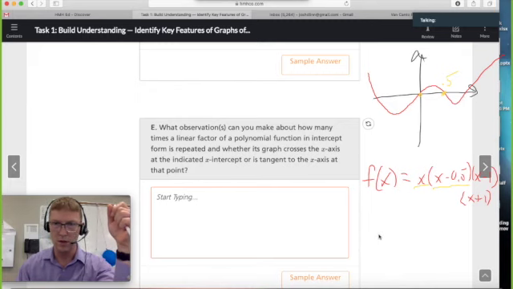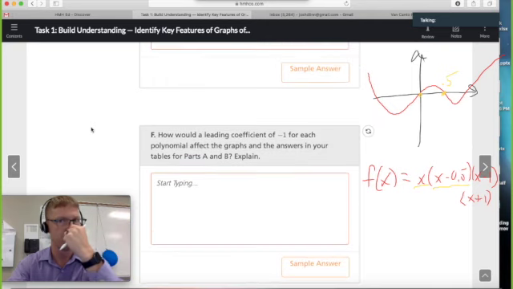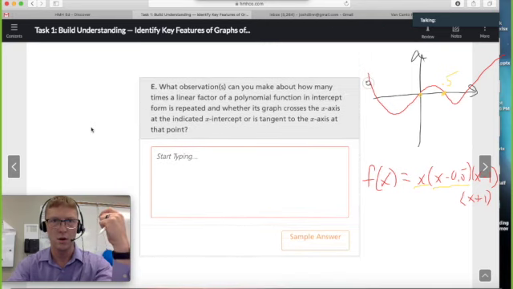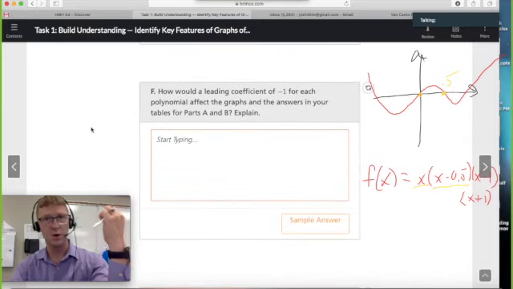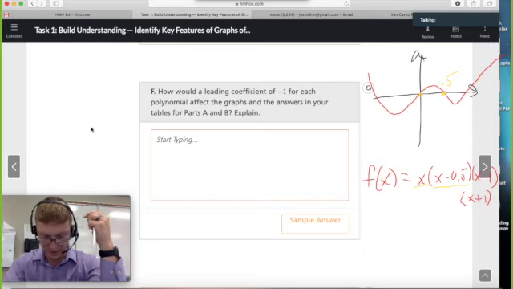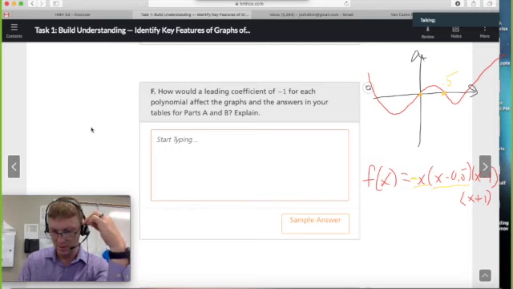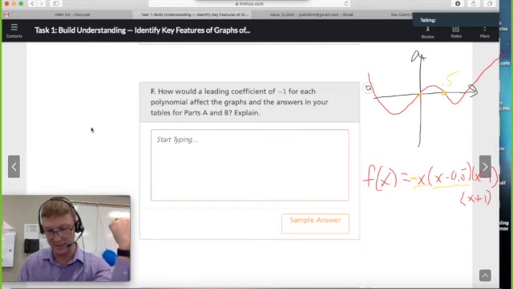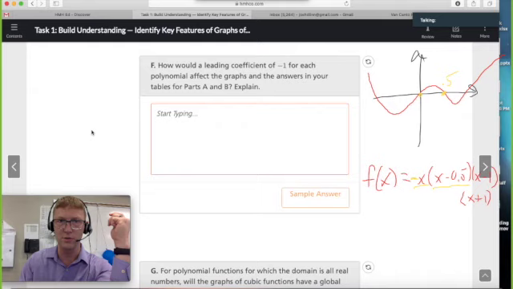So moving right along. Let's see here. I think we just did that one. How would a leading coefficient of -1 for each polynomial affect the graph? So just as it always has been, if we throw a negative sign right here, it will be reflected. The whole graph will be reflected around the x-axis. So that kind of makes sense. That's what all the rest of our graphs do.